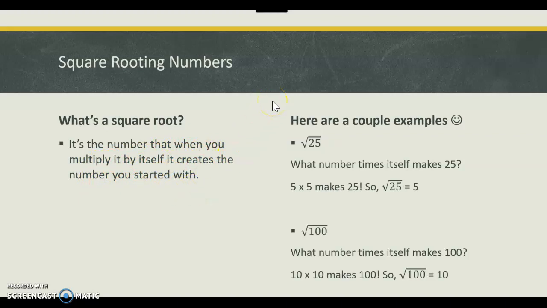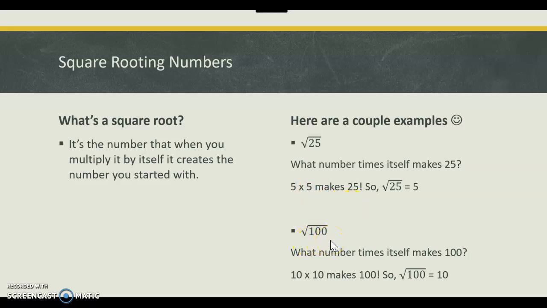So let's see a few examples. The square root of 25. What number times itself makes 25? That's the question you have to ask yourself. Well, 5 times 5 makes 25. Therefore, the answer of the square root of 25 is 5, because you're thinking, what number times the exact same number would make 25? Well, that's 5.